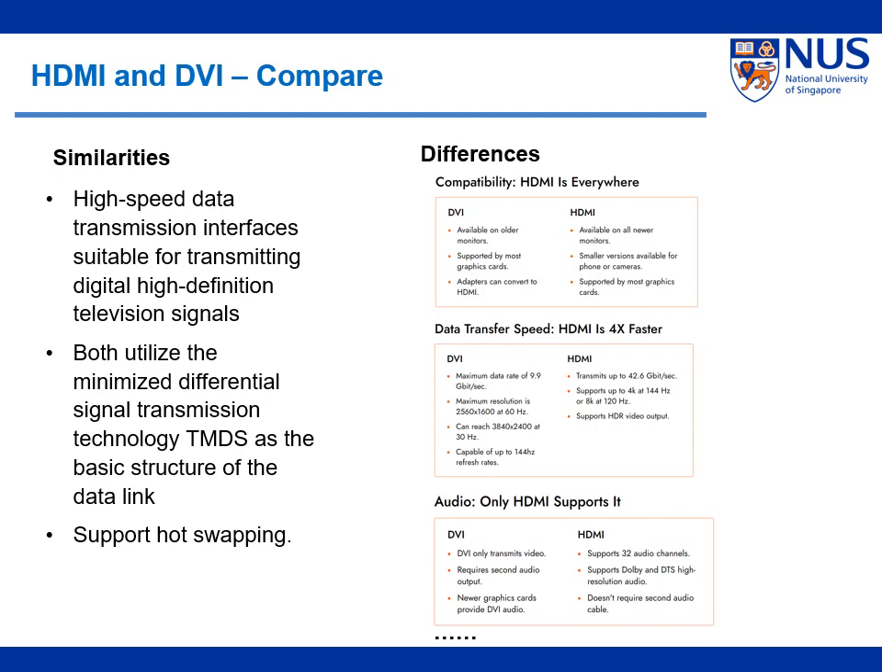DVI and HDMI interfaces have several similarities. Both are high-speed data transmission interfaces suitable for transmitting digital high-definition television signals. Both utilize transition minimized differential signaling (TMDS) as a basic structure of the data link and support hot swapping. They also have many differences. Compared with DVI, HDMI has a wider range of uses with higher transmission speeds and supports audio. It can transmit over longer distances and also comes with HDCP copyright protection.